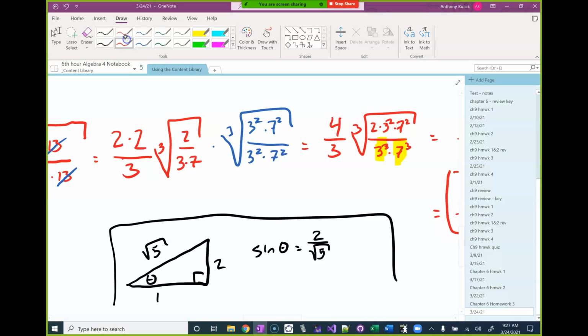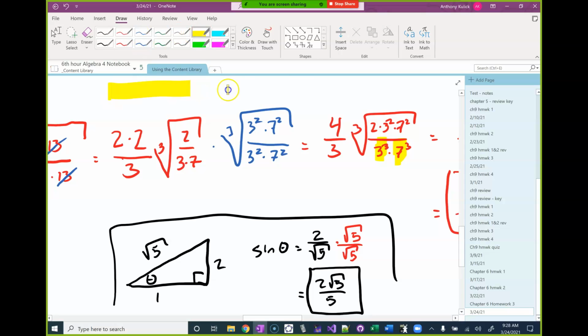But we didn't leave our final answer that way because we decided that we weren't going to leave any radicals, any square roots, in the denominators of our fractions. So you would have multiplied the top and bottom by the square root of 5 to say your final answer would be 2 square root 5 over 5. You kind of remember doing that last year? We're doing the same thing here in this step. Okay?